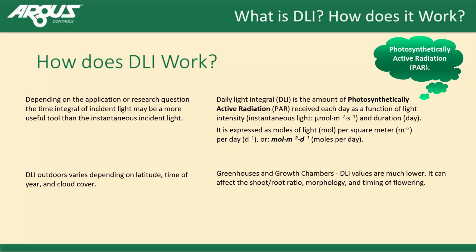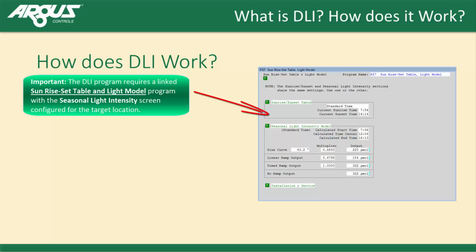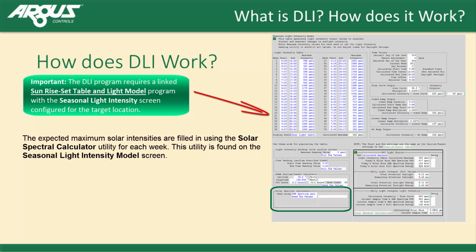In greenhouses or growth chambers, DLI values are typically much lower, which can affect the shoot-root ratio, morphology, and the timing of flowering. How DLI works. The DLI program requires a linked sunrise, sunset table, and light model program with the seasonal light intensity screen configured for the target location. The expected maximum solar intensities are filled in using the Solar Spectral Calculator utility for each week. This utility is found on the seasonal light intensity model screen.